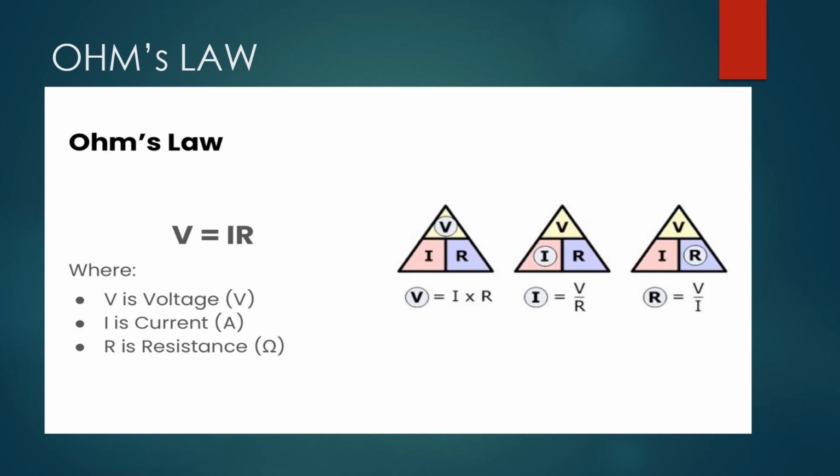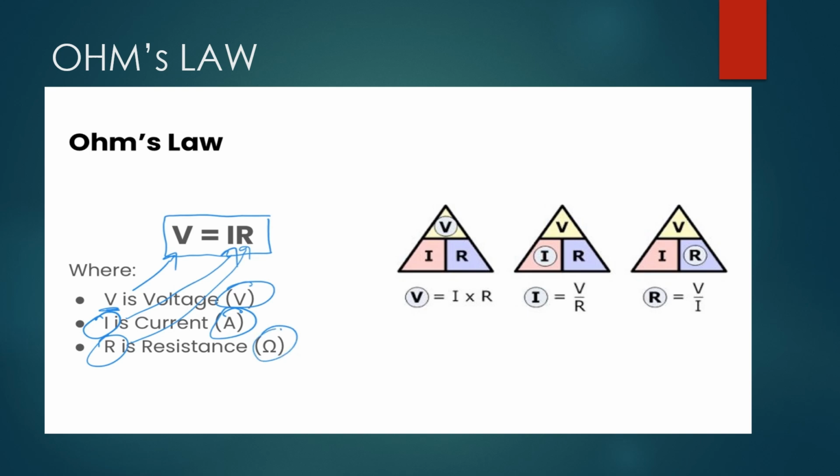So the equation that we need is V equals I times R. V is the voltage, and that is in the units of volts. I is the current, and that's in the unit amps. And R in this equation is resistance, and that's in the unit ohms.